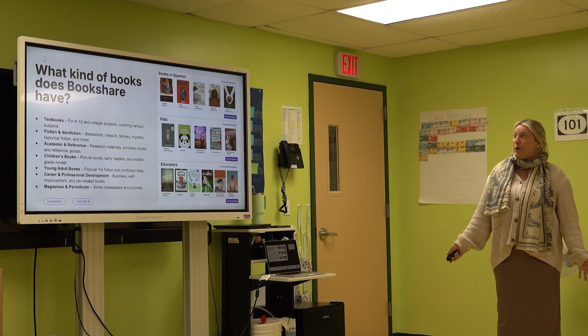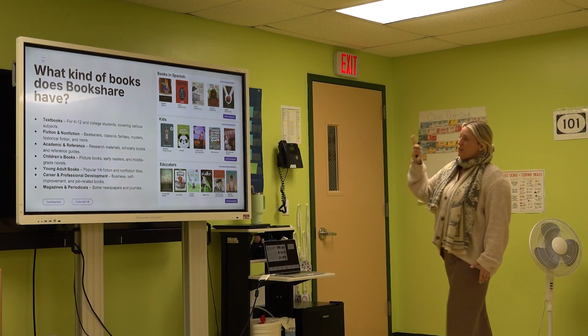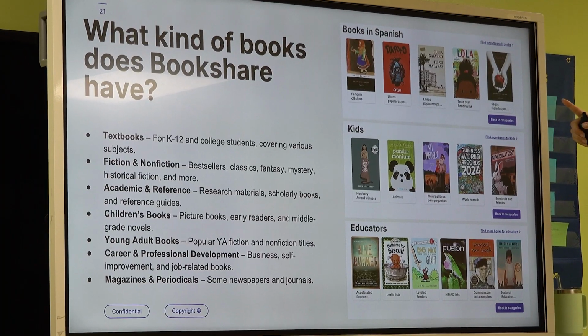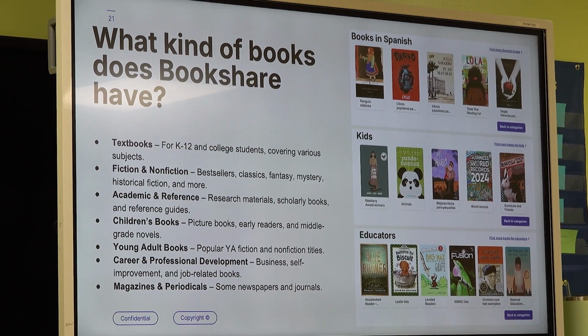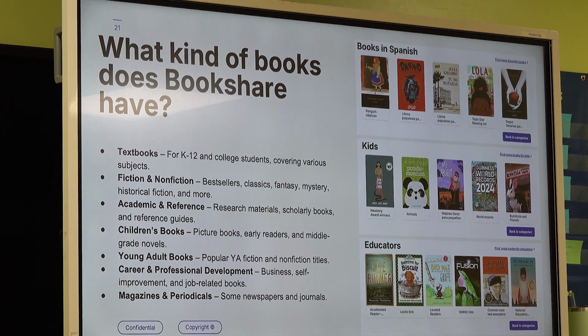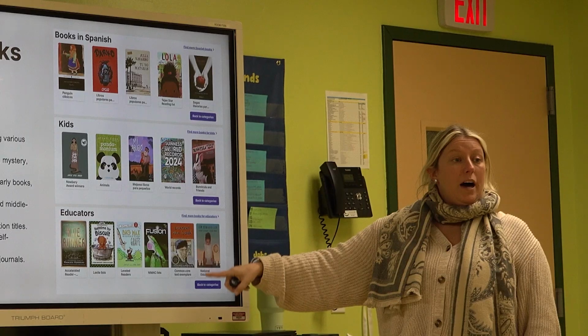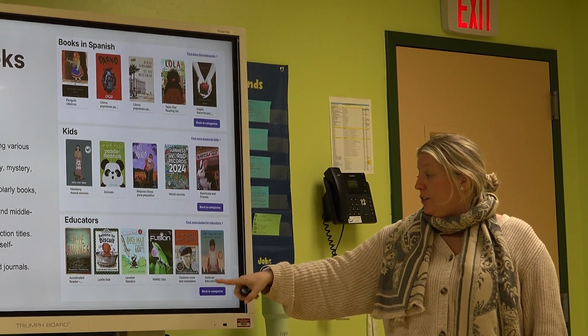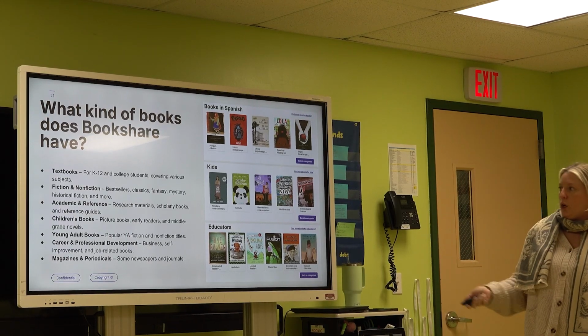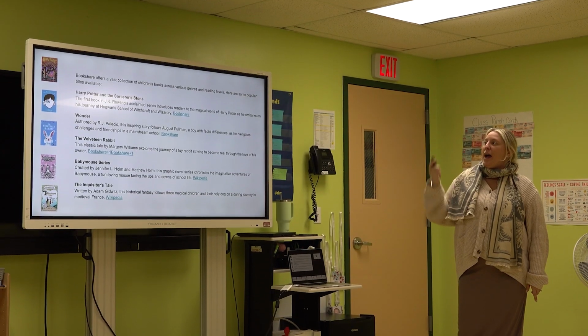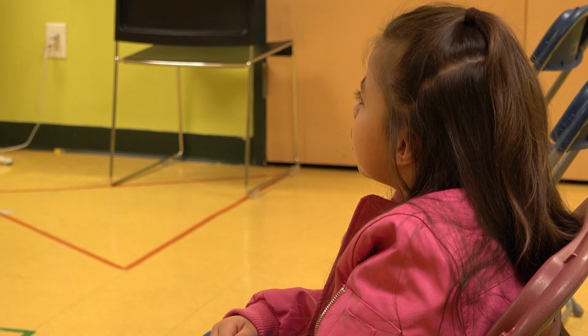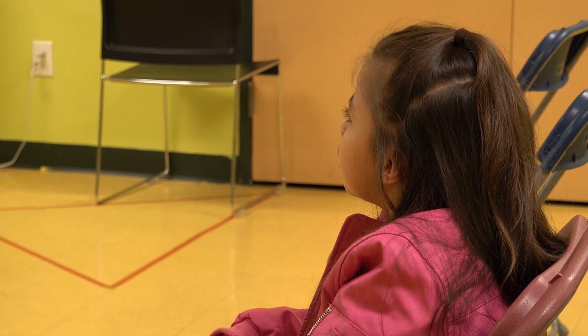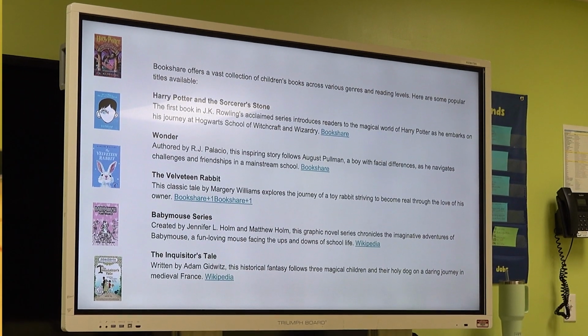I'm excited to share some of the books that you get to see on here, so you might know some of them, but I wanted to highlight that there are different sections that you can actually go to. So if you wanted to look at some books that you would like to read, maybe together as a family, there are books by our state standards, and then there are different educational books and articles. And when I was playing around on this myself, I picked out some books too. So Harry Potter books, the Wonder book is on there, Velveteen Rabbit, Babymouse series, and Inquisitor's Tale.